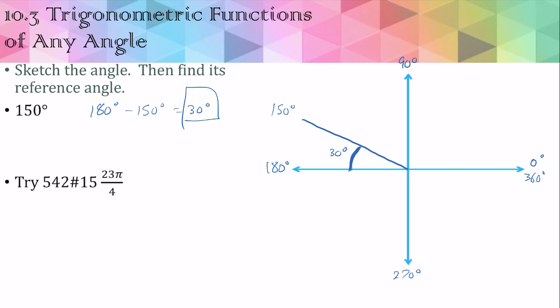Why don't you try number 15, which is 23 pi over 4. I'll give you a hint. You're going to have to find a coterminal angle until you get an angle that's between 0 and 2 pi. So pause it and do that. Your coterminal angle is 7 pi over 4. And the reference angle is pi over 4.